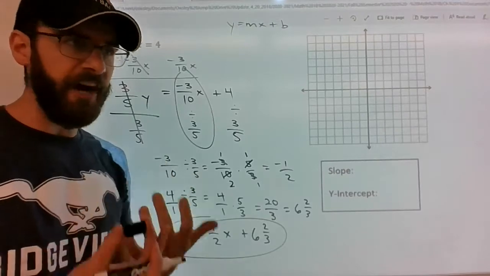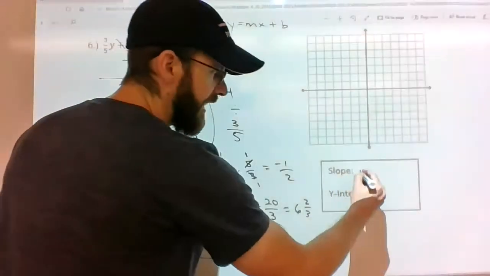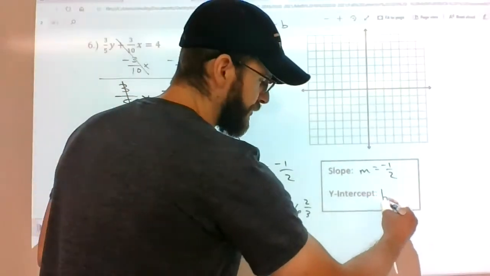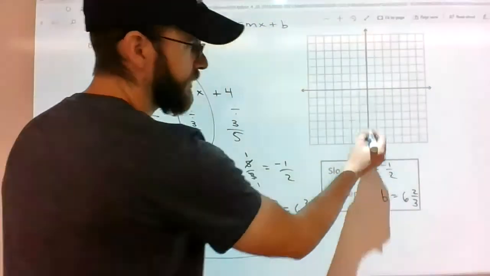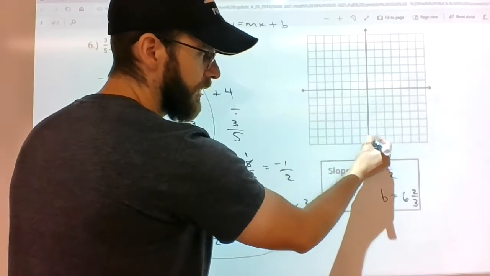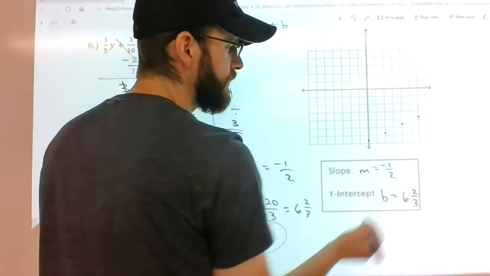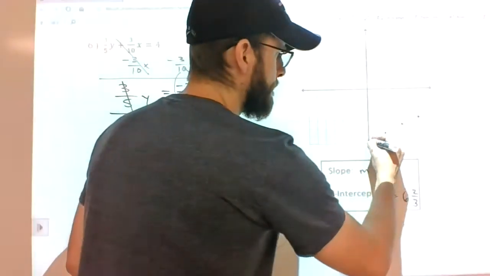So if you know how to divide fractions, you're solid with that approach. The m is going to be negative 1/2. The b is going to be 6 2/3. And I'm showing you nothing new with the graphing, right? Go down 1, 2, 3, 4, 5, 6, and 2/3 of a block. Go up 1, right 2, up 1, right 2, up 1, right 2. And there's really no room to go left. We don't need to mess with underneath.